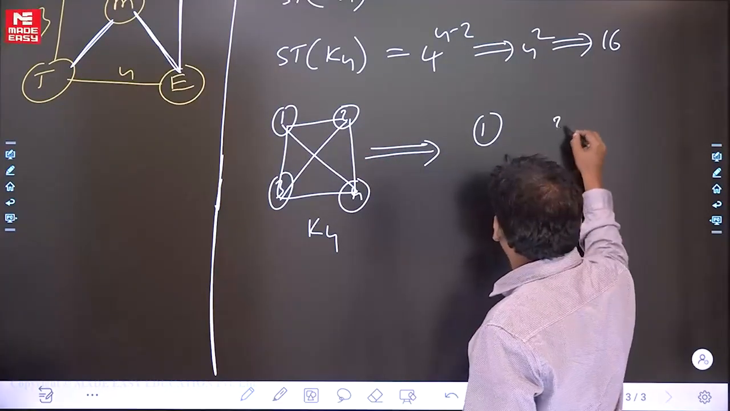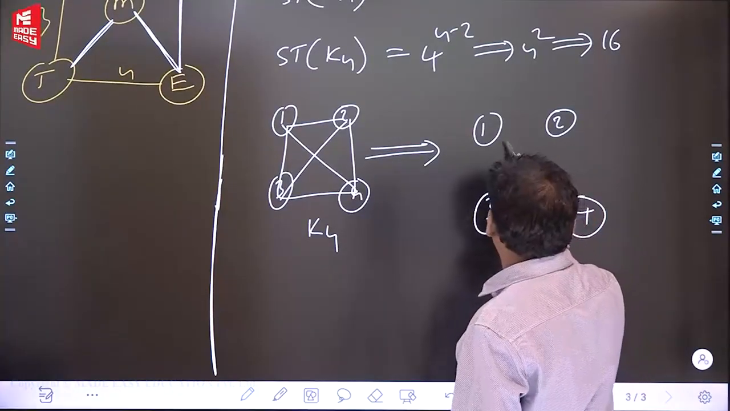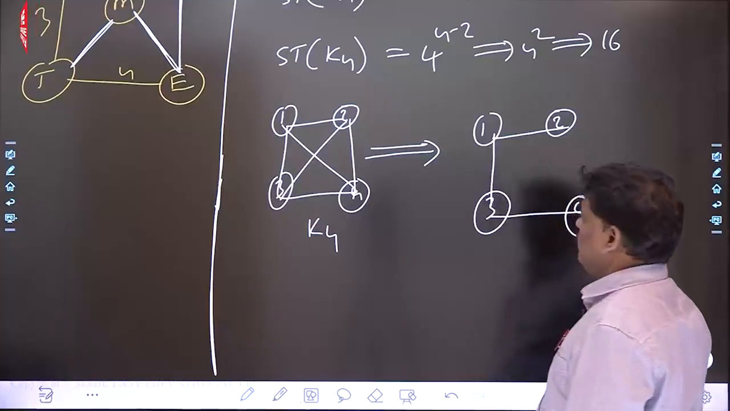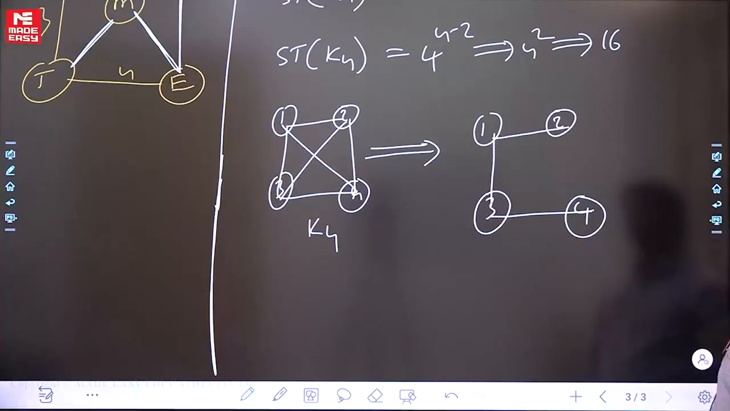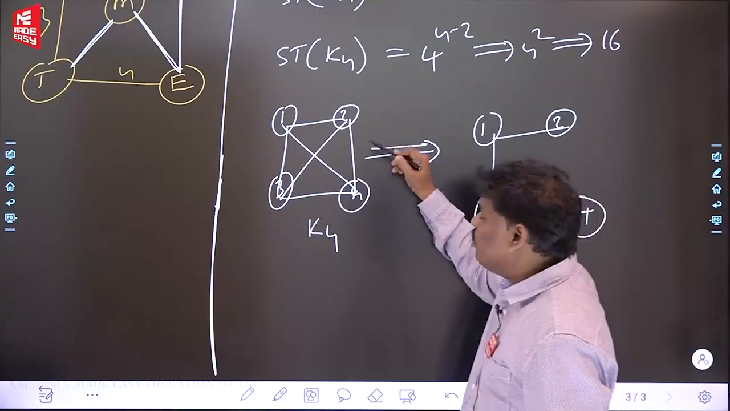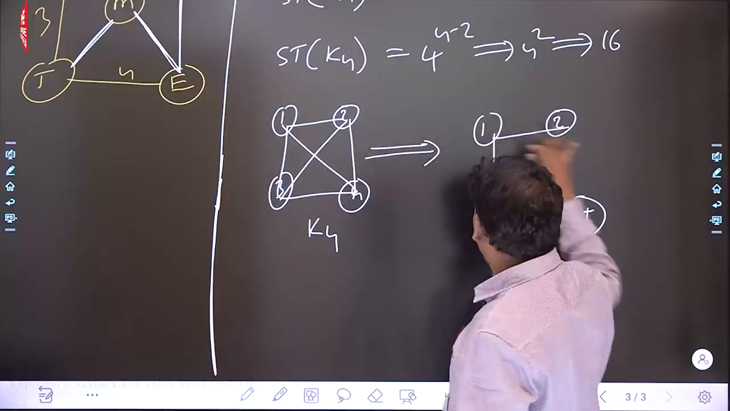Let me draw one spanning tree. Is it a spanning tree or not? One spanning tree I have written. For the K4, 16 spanning trees are possible. K4 contains how many edges? K4 contains 6 edges. I have drawn one spanning tree.